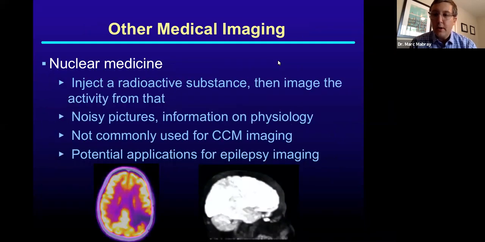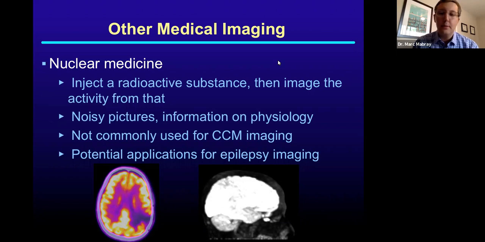One other study you may hear about are nuclear medicine studies. The most commonly performed is a PET-CT. In a nuclear medicine study, a substance is injected intravenously. That substance then goes into your body and emits energy, which is then captured and imaged. It creates very noisy images, but it gives you some important information on physiology. Would not routinely use it for CCM imaging, can potentially be used in epilepsy imaging.